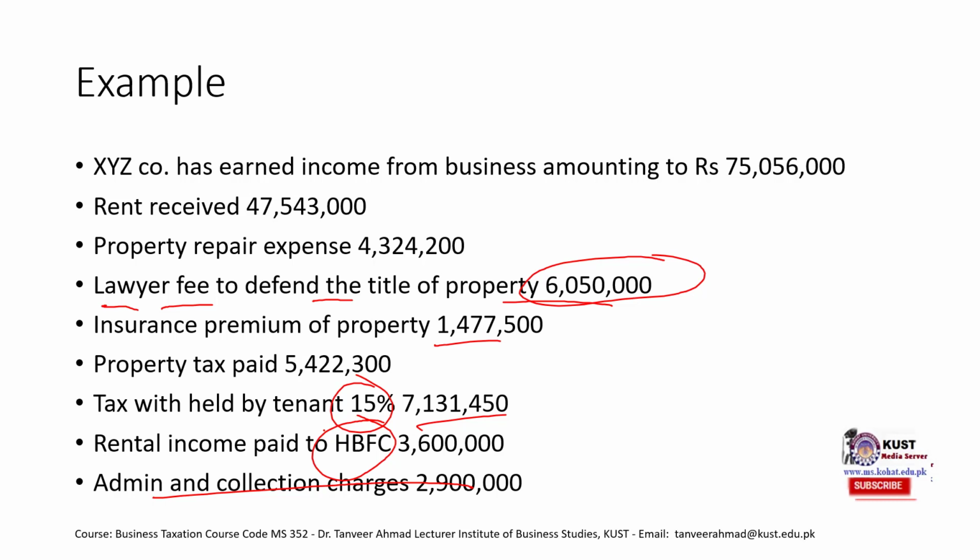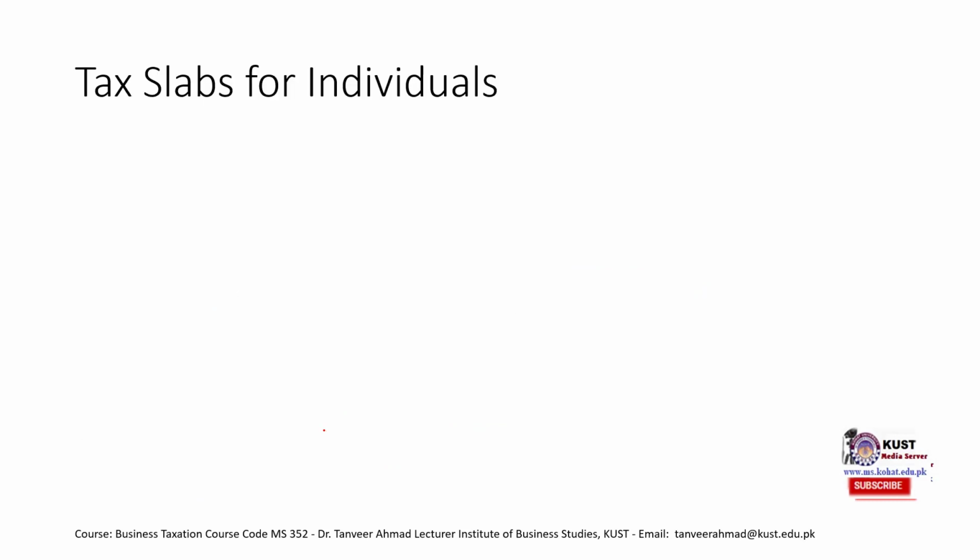Now we would move towards the income from property tax for the individual. For individuals, we have different slabs, and for a company the rate is a 29% flat rate. So irrespective of whether the company is making a higher rental income or lower rental income, they would have to pay a flat 29%. But in case of an individual, we have different slabs.